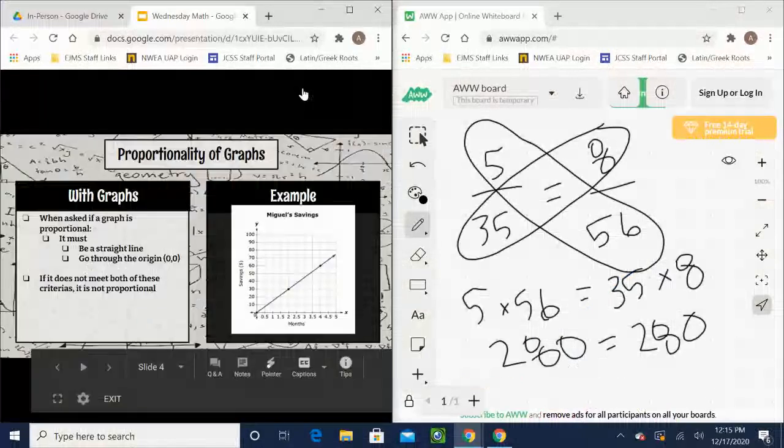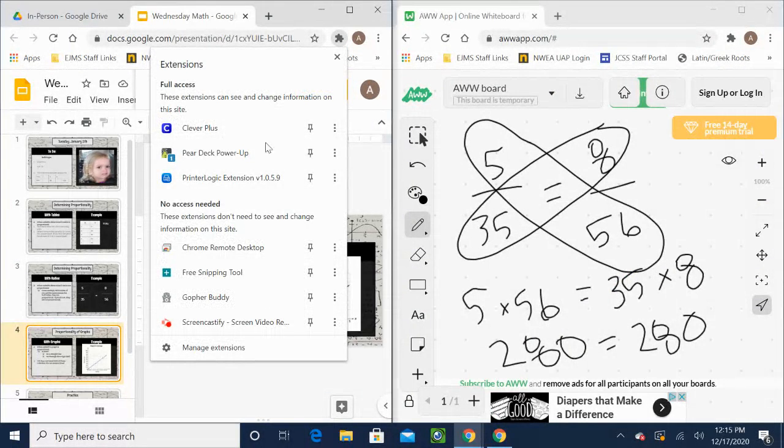Okay, so y'all are going to have to practice with proportionality on the next section of the Google Doc. And you can rewatch this if you need to go back over those rules again.